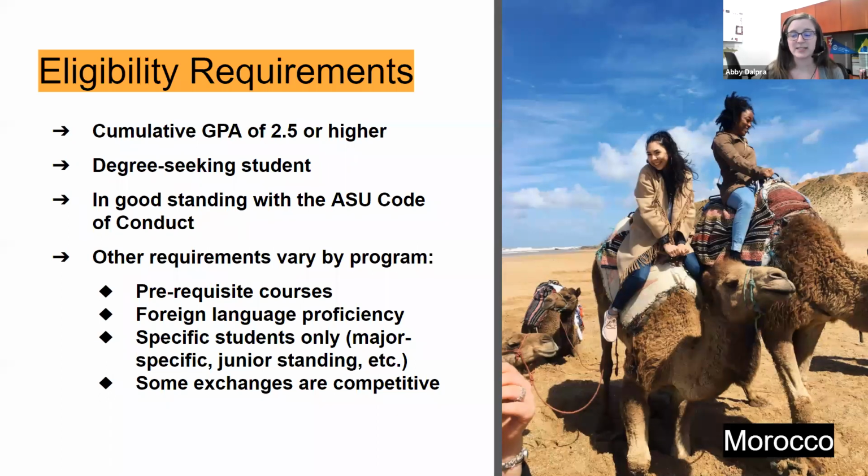A lot of students will ask, what do we look for in competitiveness? And the big things are GPA. We do have you write a personal statement about why you've chosen that program as well. So those are just some things to keep in mind.